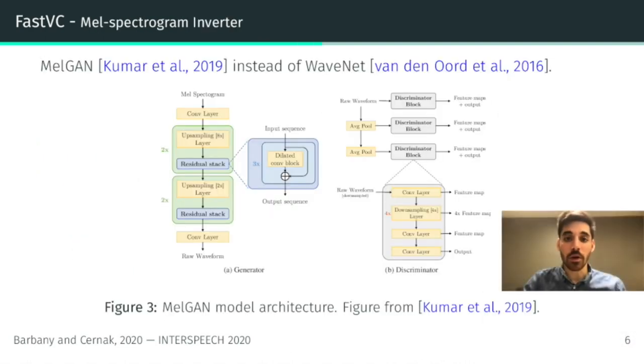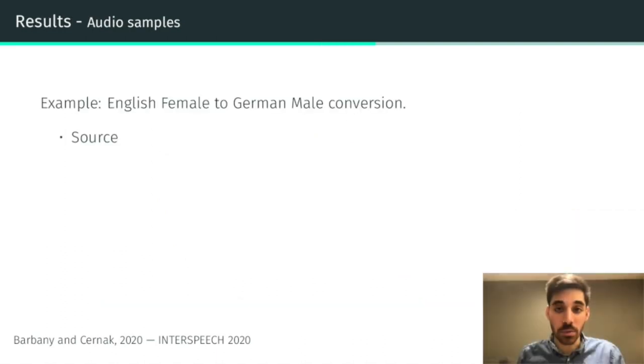Last of all, let's focus on the Mel spectrum inverter. FastVC uses MelGAN, which, in contrast to autoregressive models such as WaveNet, which is the design choice of AutoVC, allows for very fast Mel spectrum inversions. Let's now listen to some samples of the cross-lingual task. We'll hear the samples obtained with the two baselines of the Voice Conversion Challenge, AutoVC, and our proposal, FastVC.